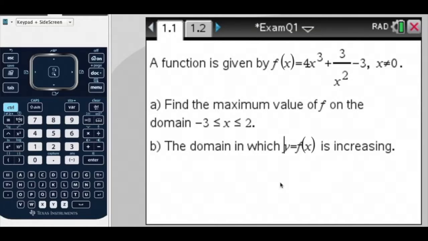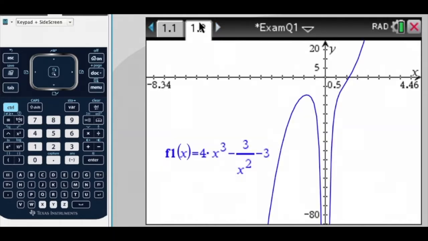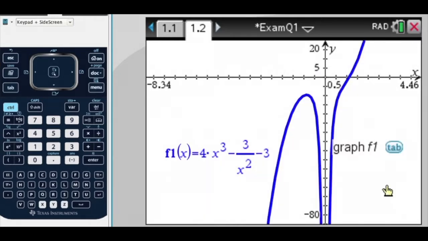This video is going through how to find a maximum value on a graph in a given domain and also determine the domain in which a function is increasing. So here we've got a function and I want to find the maximum value on the function between x is -3 and 2. So let's have a look at the function. Over here I've already graphed it. It's an interesting function with a vertical asymptote at x equals 0.